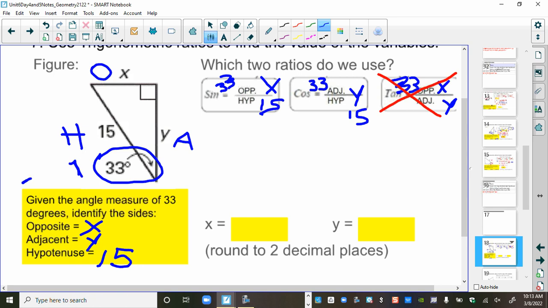And then step 2, identify everything that's related to that angle. So the hypotenuse is 15. The adjacent is the y. Just remember, the adjacent is the one that touches the side that's not the hypotenuse, but it touches your angle. And then your opposite is across. So I just want everybody to see how we are labeling our triangle here.